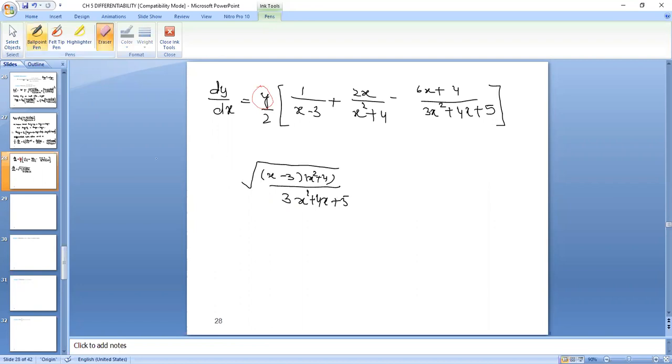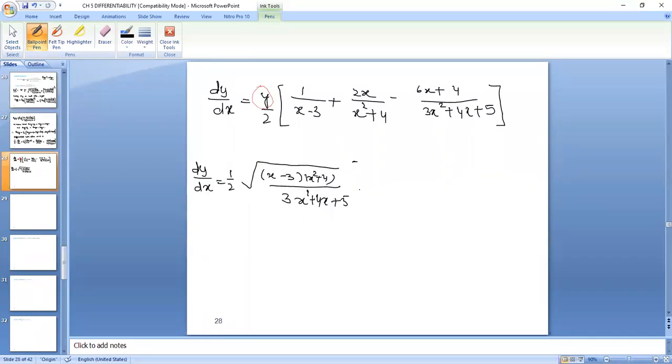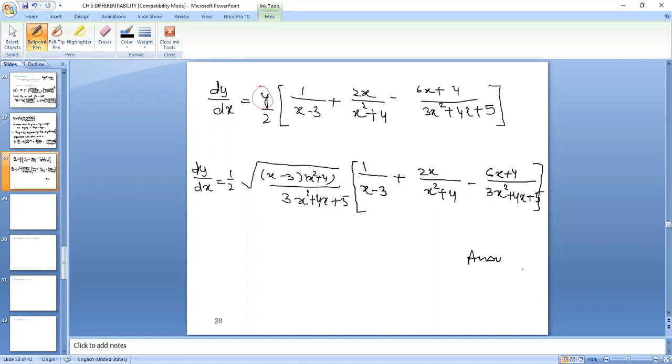And before that we were having 1 by 2. This 1 by 2 as it is, the value of y, square root x minus 3, x square plus 4, 3x square plus 4x plus 5, which we have taken in the first step, into the bracketed term 1 upon x minus 3 plus 2x upon x square plus 4 minus 6x plus 4 upon 3x square plus 4x plus 5. This is the answer. This is the final answer.